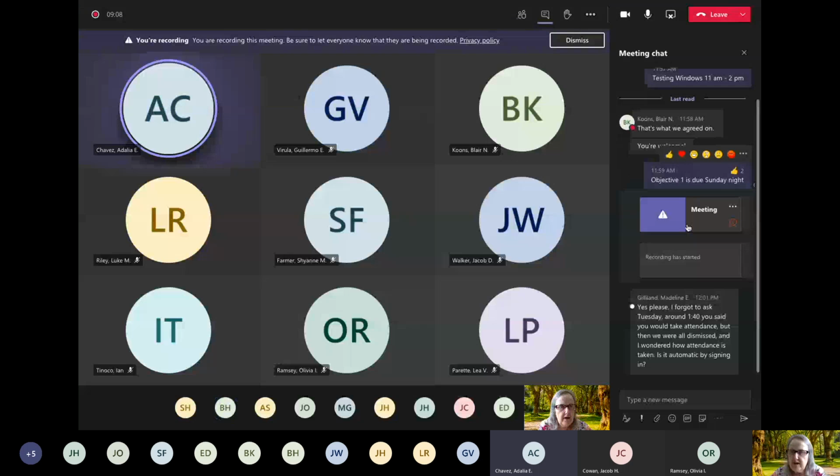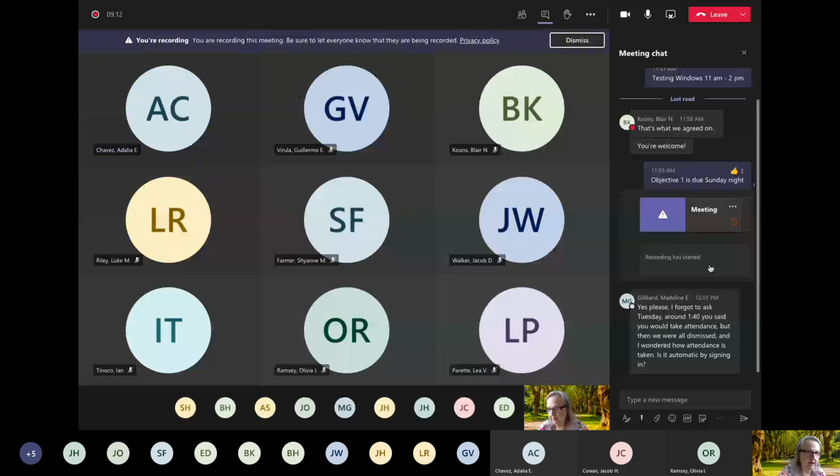Objective 1 is due this Sunday night. And that's the one we're going to finish up here, and then I'm going to get into the next objective. But objective 1 will be due Sunday night.